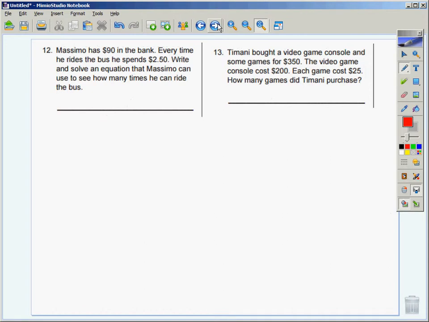Be careful when you're doing the word problems that you do both of the parts that it's talking about. If it says write and solve an equation, that's what we should be doing. If he has $90 in the bank, this is where he's starting. Every time he rides the bus, he spends $2.50, 2.50 times each bus ride.